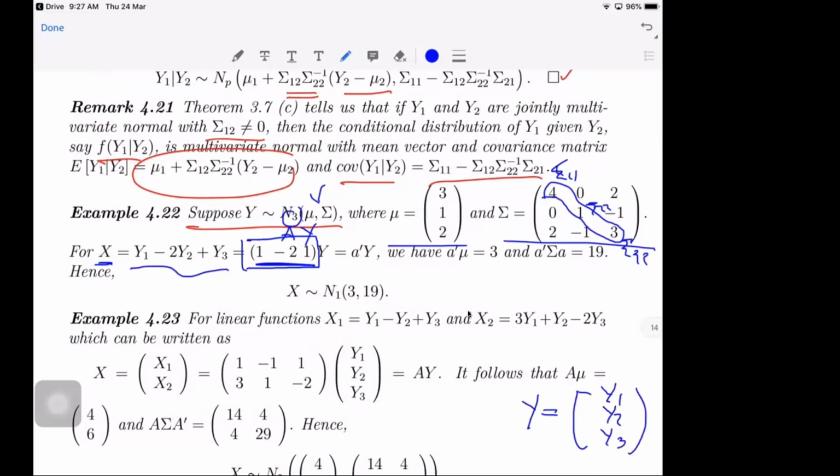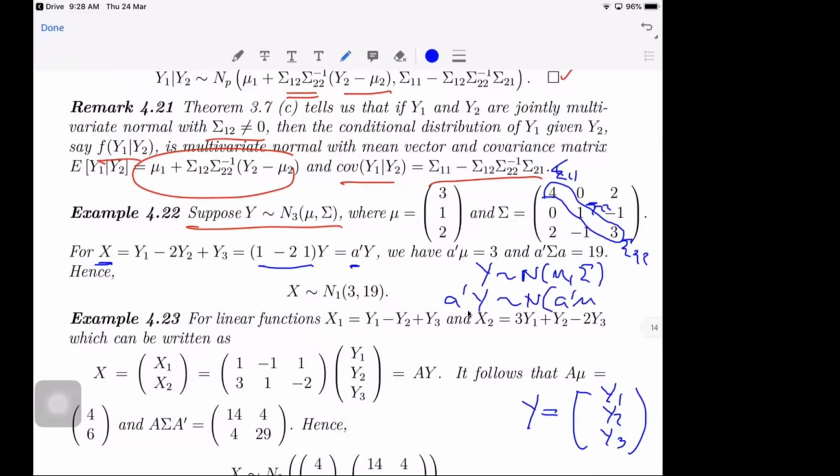So if we multiply that, it is a vector, so that is A prime. It's not a matrix. So that is A prime. So recall that if y is normally distributed with mean mu and covariance matrix sigma, then A prime y is still normal with mean A prime mu and covariance matrix A prime sigma A.